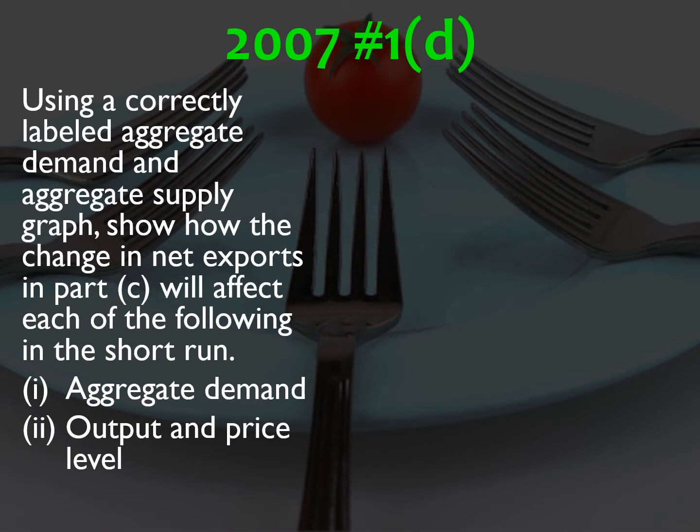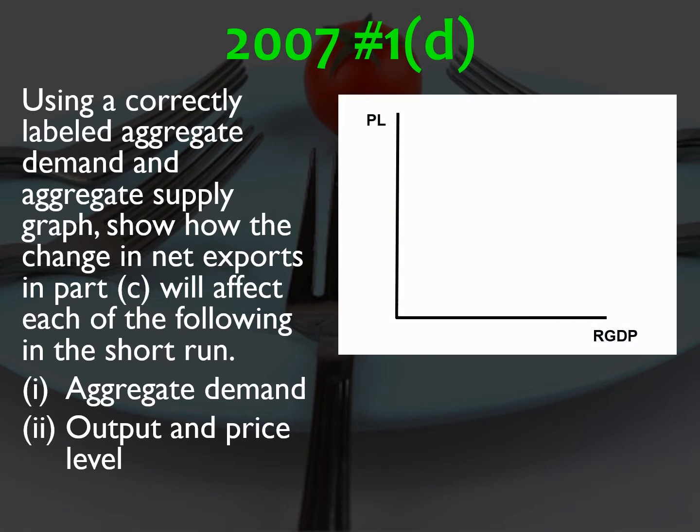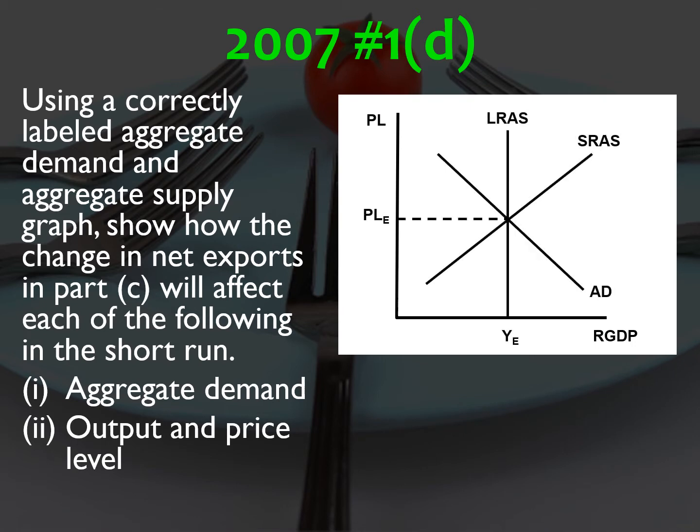Part D, using a correctly labeled AD and AS graph, show how the change in net exports in part C will affect each of the following in the short run. We have aggregate demand, then output and price levels. So in part C, we concluded that net exports decreases. Here's our initial aggregate demand, aggregate supply graph: downward sloping AD, upward sloping SRAS, vertical LRAS, an initial price level and initial output level. You actually don't have to have LRAS. This does not require you to start at long-run equilibrium, but I just start there anyway.